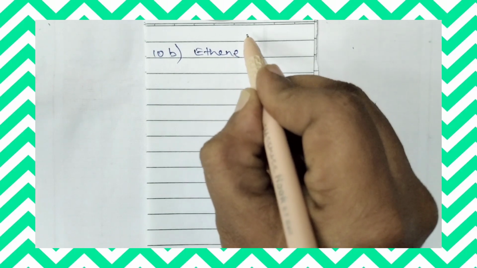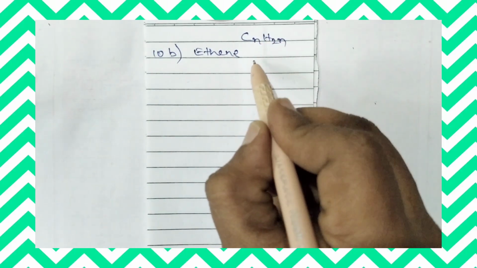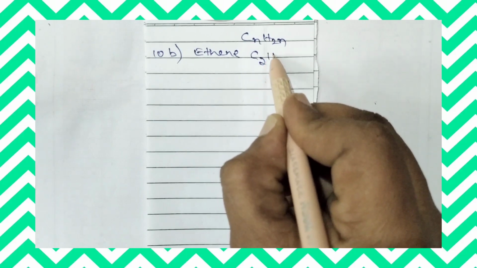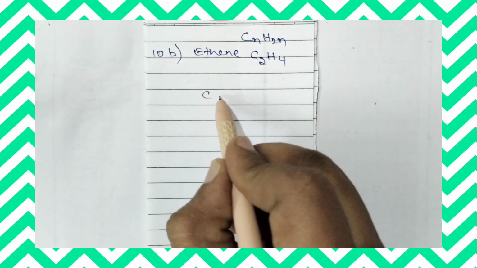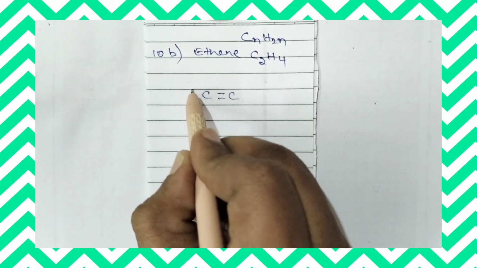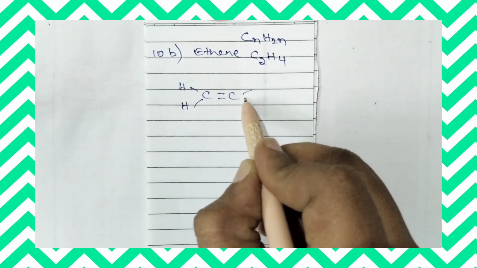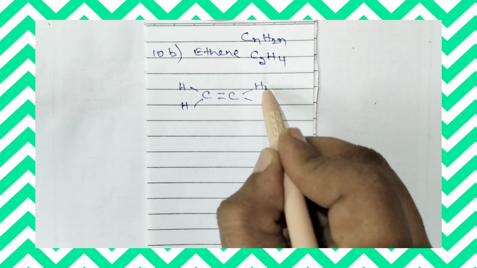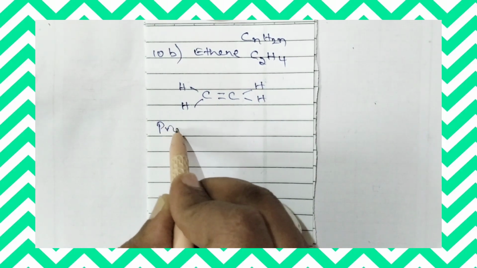General formula CnH2n. Here n is 2, so H is 2 twos, which are 4. So the double bond must be drawn, C double bond C. So this is ethene. Then the second one is propene.